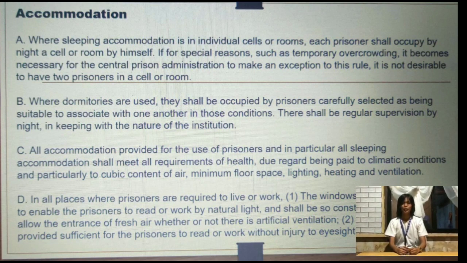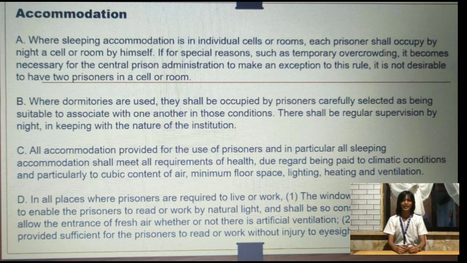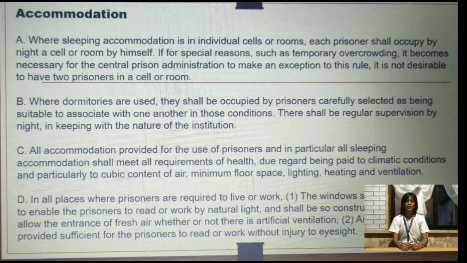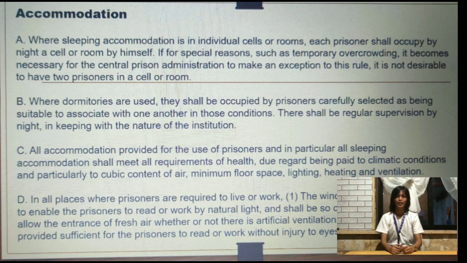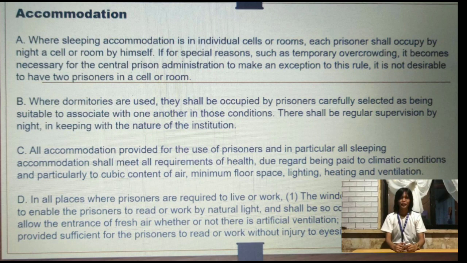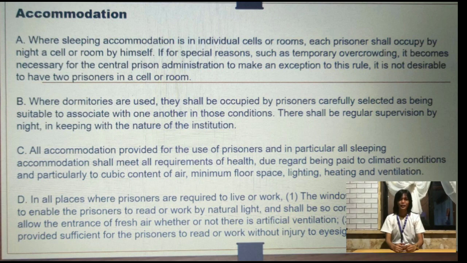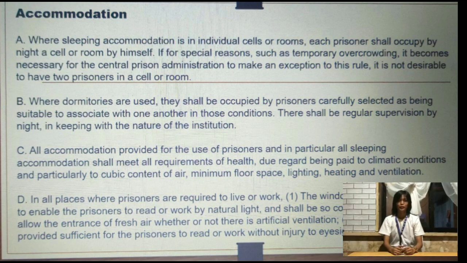So, a prisoner, or now commonly referred to as a person deprived of liberty, despite his or her crime committed, still has the right to be treated properly in a cell or prison. A. Where sleeping accommodation is in individual cells or rooms, each prisoner shall occupy by night a cell or room by himself. If for special reasons, such as temporary overcrowding, it becomes necessary for the Central Prison Administration to make an exception, it is not desirable to have two prisoners in a cell or room.